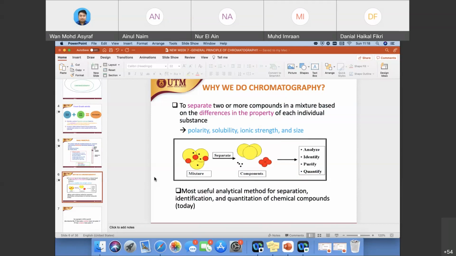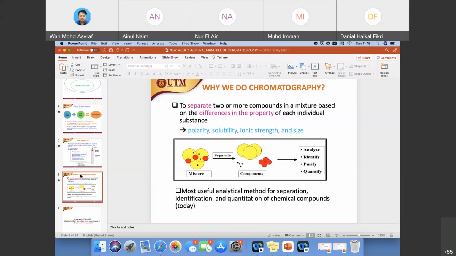the separation. Because these differences in properties would have an impact on the distribution of your analyte onto the mobile phase or onto the stationary phase.